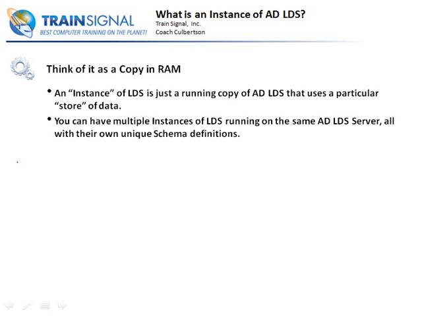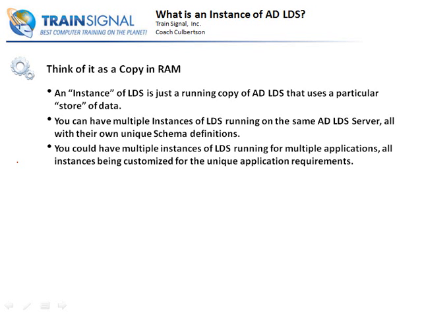Let's say you're running 4 different applications, and each one of those applications that are very network aware requires very different database definitions from each other. Well, we can still have them all running on the same box, just as different instances. And all those instances might be customized for the very specific application requirements that each one may have.